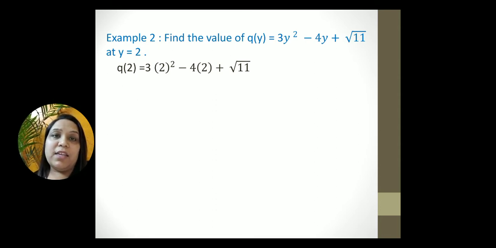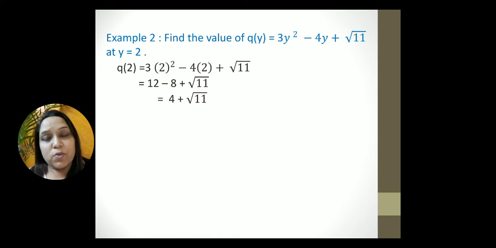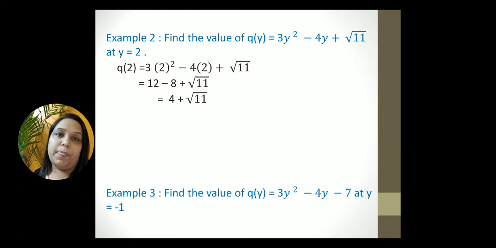Again, 3 into 2 square is 4, and 3 fours are 12, minus 4 into 2 is 8, plus square root 11. Now 12 minus 8 is 4 plus square root 11. As square root 11 is an irrational number and 4 is a rational number, we cannot add them further. So the answer will be like this only, 4 plus under root 11. So the value of the polynomial at y equals 2 is 4 plus under root 11.